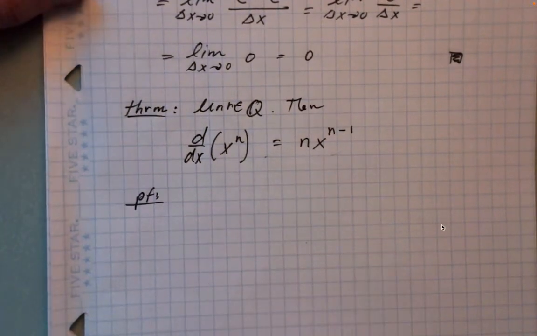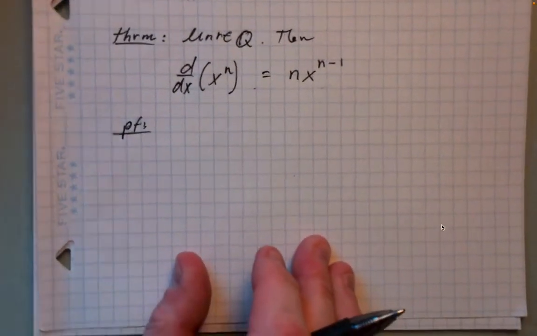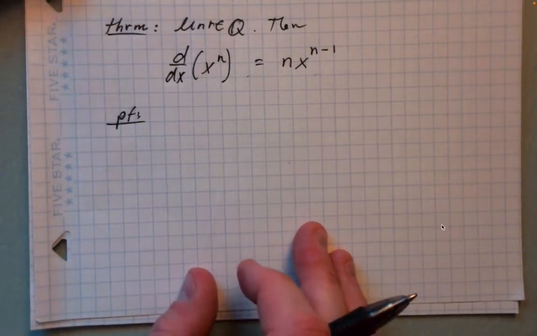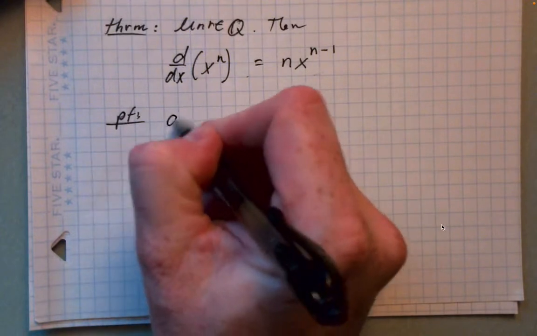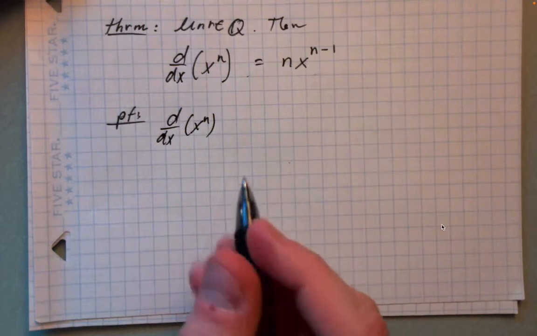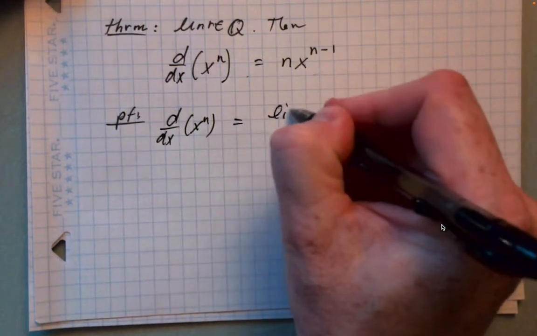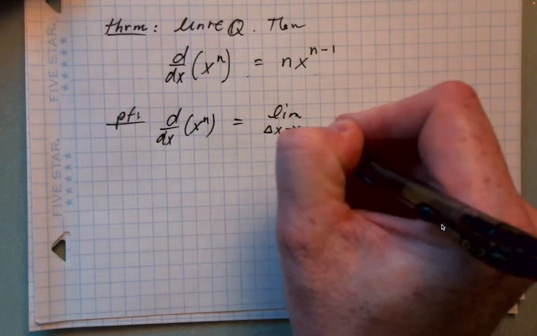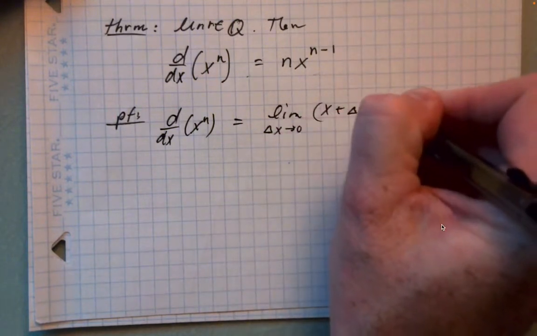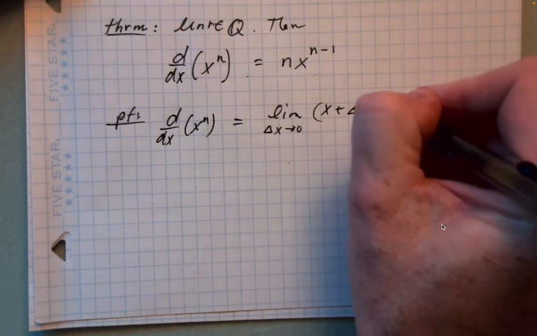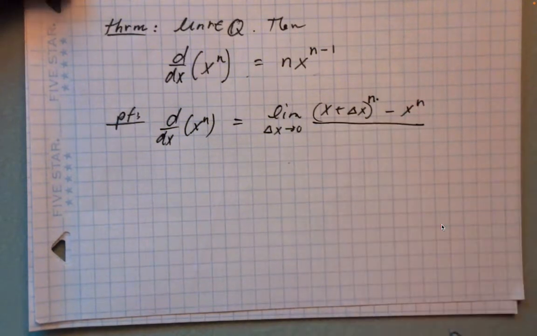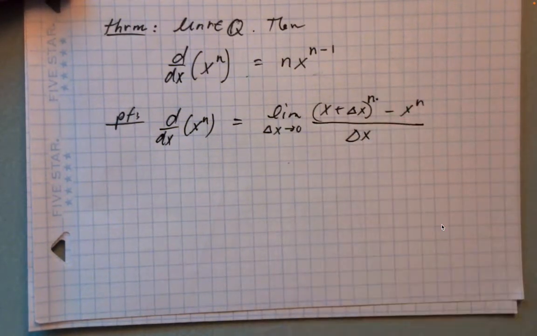We won't prove all of the ones that we discussed today, but this is a good one to look at. It's a little more complex than the prior, but certainly within the scope of this class. So the derivative of x to the n with respect to x, again plugging in the definition, is x plus delta x to the n power minus x to the n, all divided by delta x.